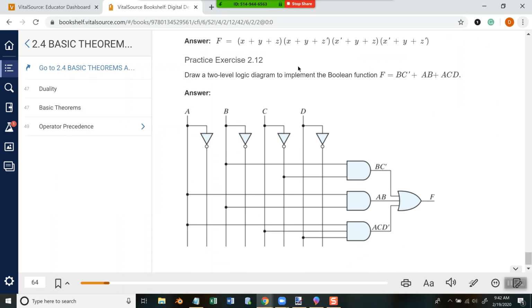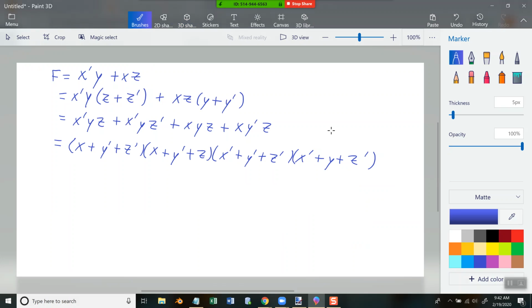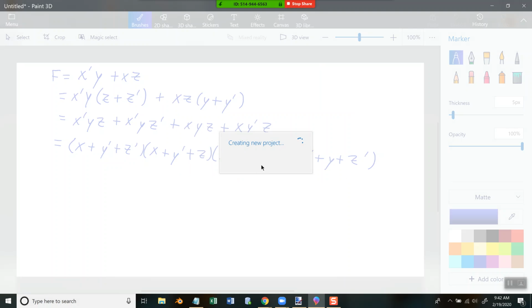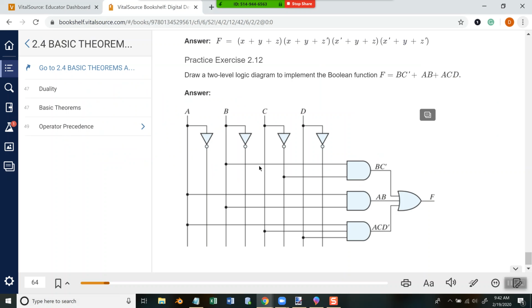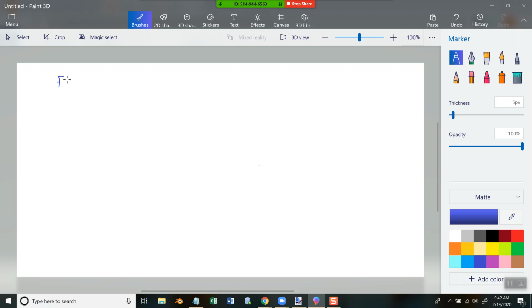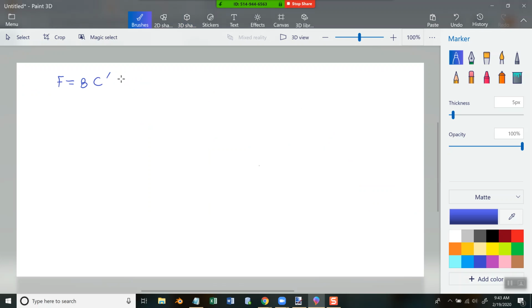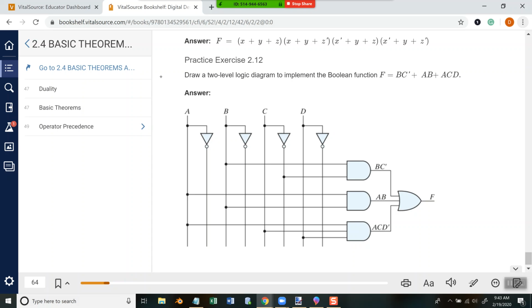Okay, draw a two-level logic diagram to implement the function F is equal to, so b c prime plus ab plus acd. And so, write that down. F is equal to b c prime plus ab plus acd.